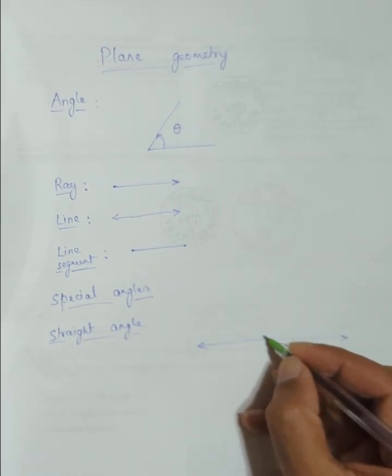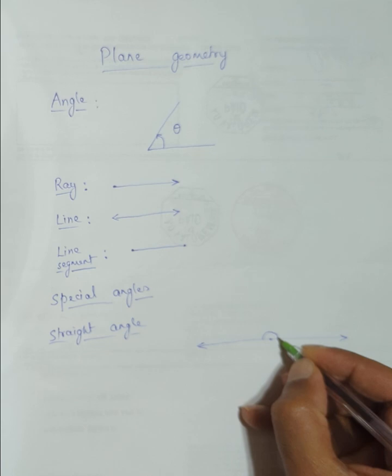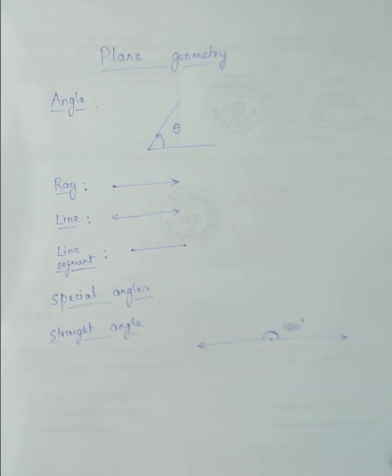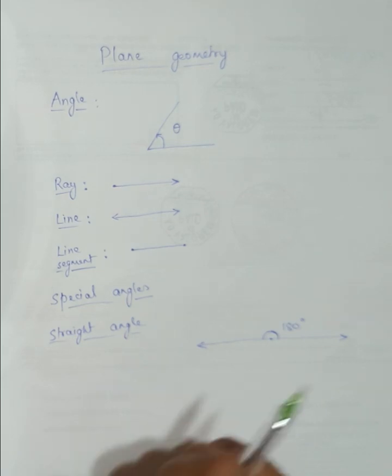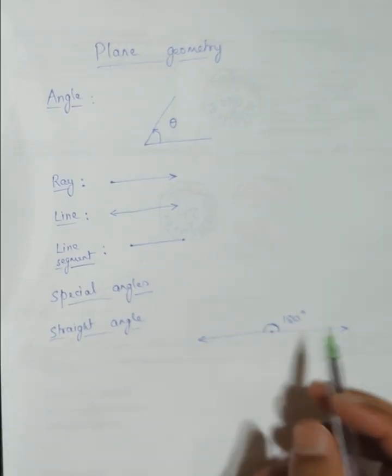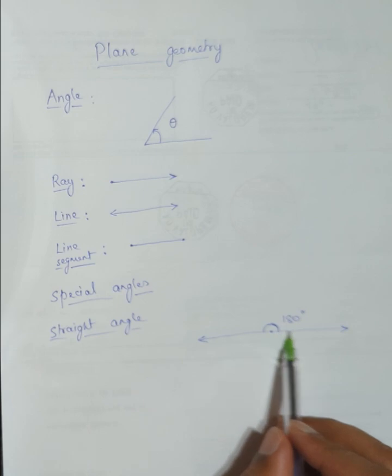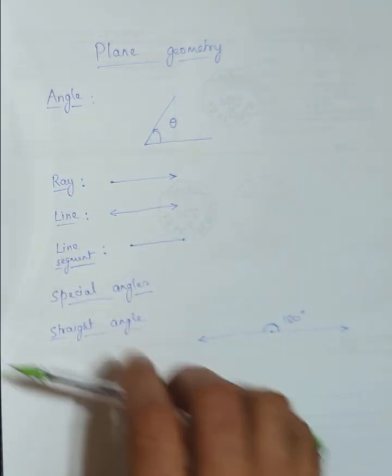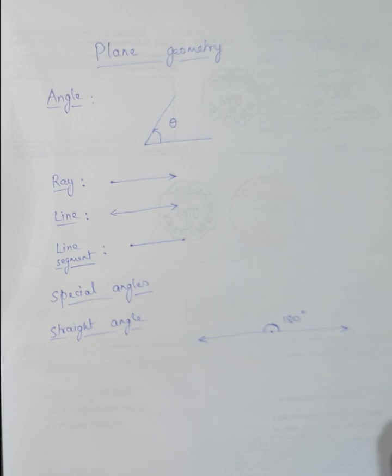And you might already know that this is 180 degrees. 180 degrees is called a straight angle. So it requires us to rotate, if this is your first ray, then you have to rotate it in such a way that it points in the opposite direction.